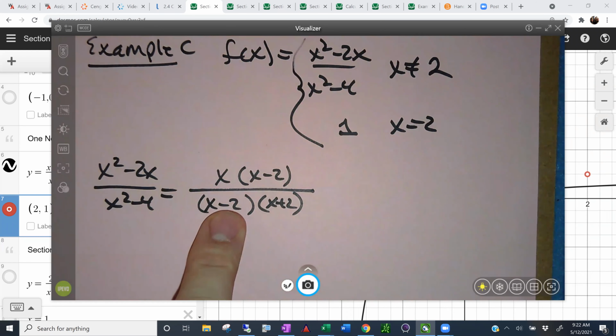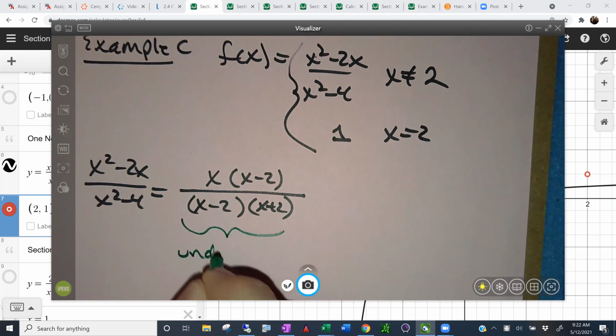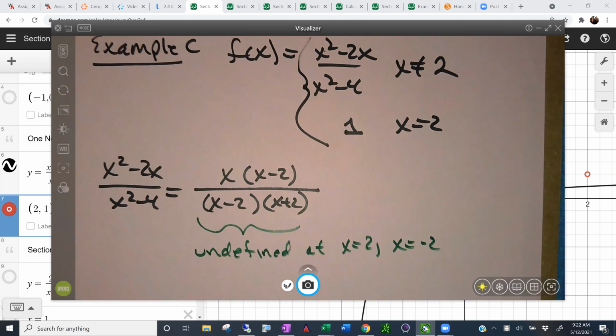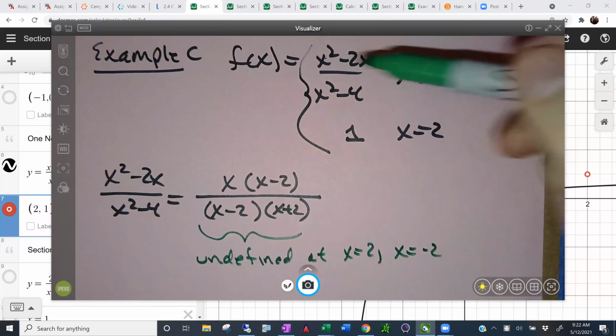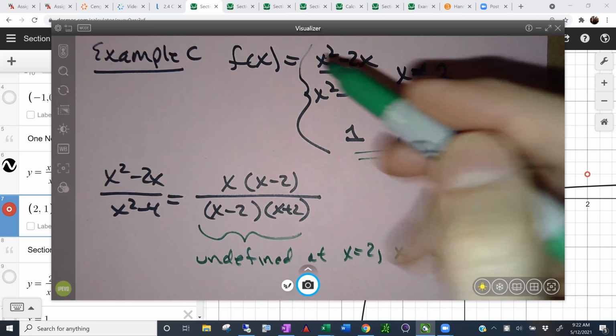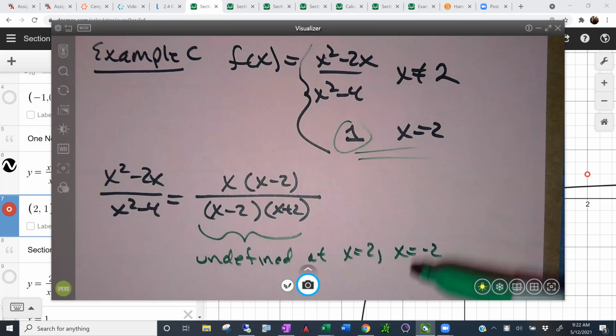This function is undefined at 2 points. What are those 2 points? -2 and +2. Thank you. Undefined at x equal 2, x equal -2. But keep in mind that the overall function here actually defines what happens when x equals 2. You say, all right, if x equals 2, then the function is going to be 1. So they kind of filled in a little bit of a gap, but there's still a problem here.